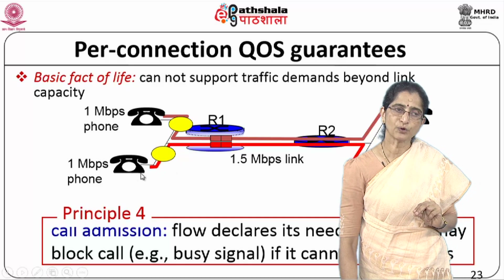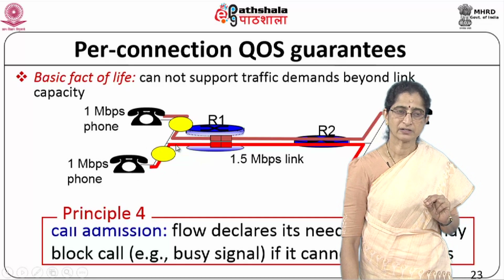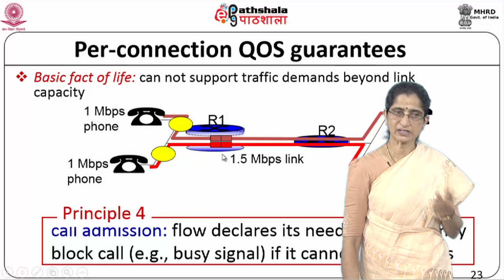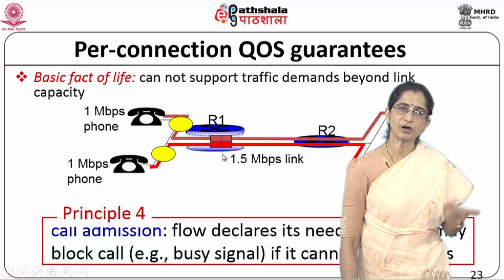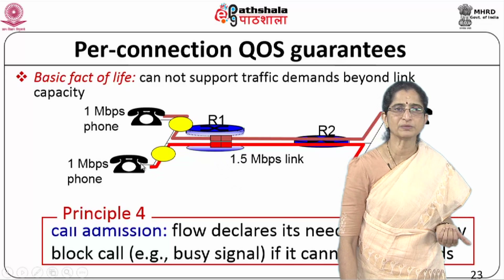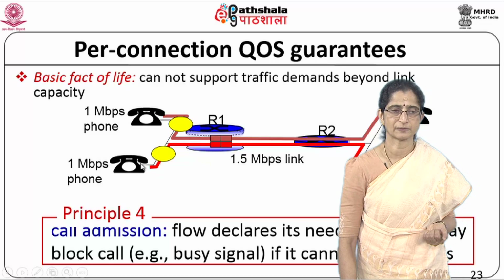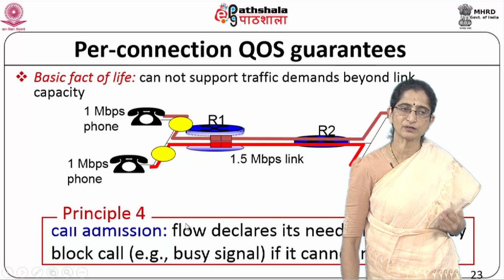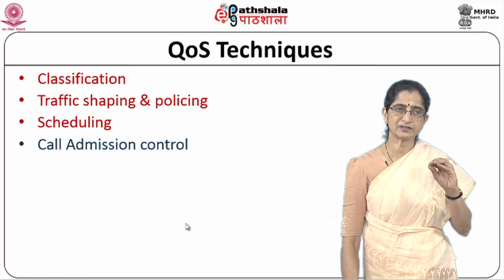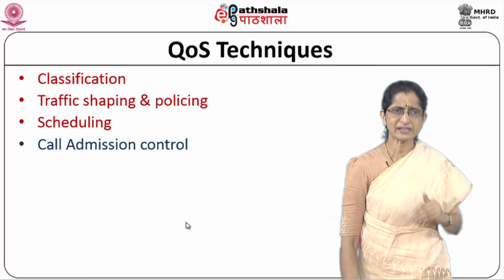That is, a flow will declare that it needs so much, and the network may either block the call if it does not have so many resources to give, or it may allow it to proceed. If it cannot meet the needs, it can at least inform the application that you will not get this much resource. So we need to have some kind of call admission techniques as well. This gives us the different QoS techniques that we need to consider.